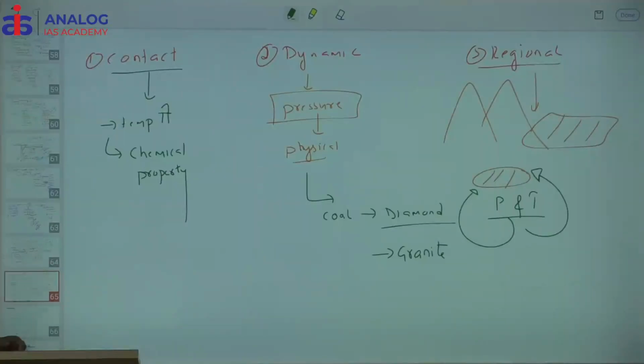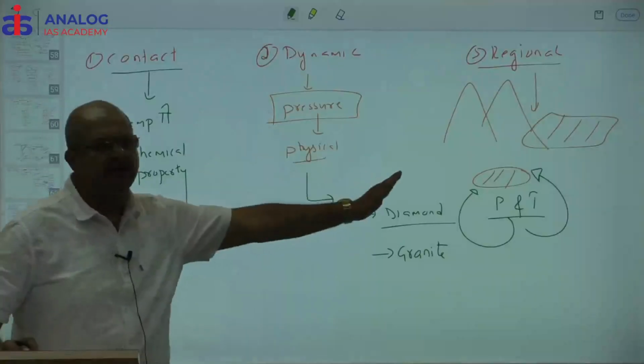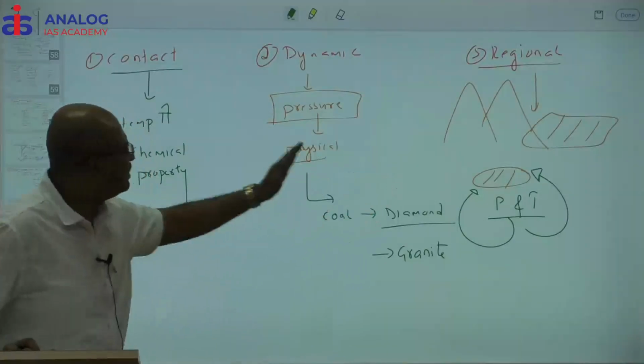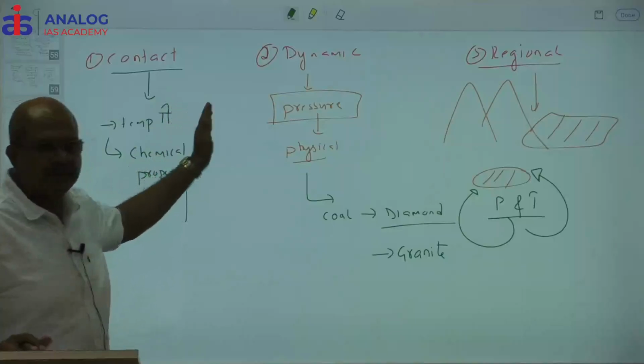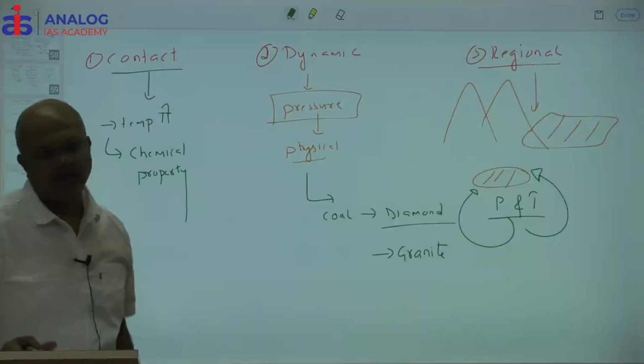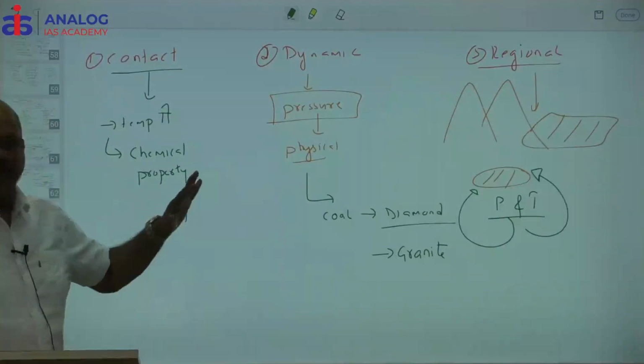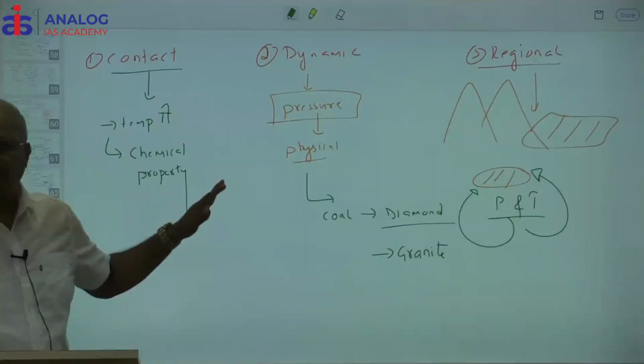Remember 1, 2, that is more than sufficient. Here, both will be there, not regional, sometimes only due to temperature, sometimes due to pressure, or both are applied. Is it clear? Rough ideas how the rocks are classified, right?